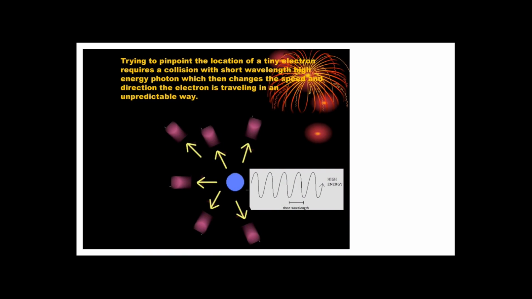Trying to pinpoint the location of a tiny electron requires collision with short-wavelength, high-energy photons, which then change the speed and the direction of the electron. Because the photon you need to see the electron will change its position and speed, by the time you see it, it will be different from how it was when the photon hit it. And therefore, what you see is not how things actually are.